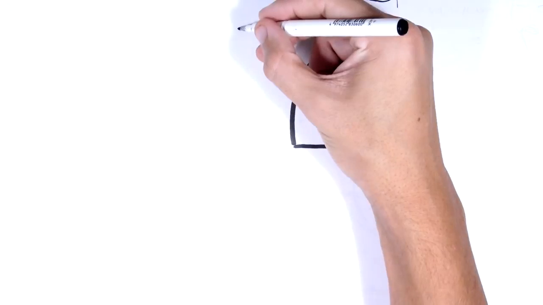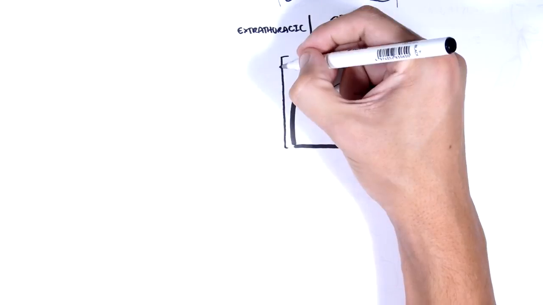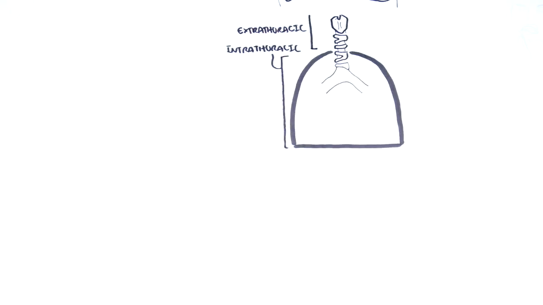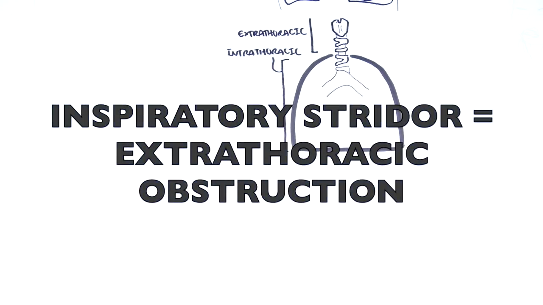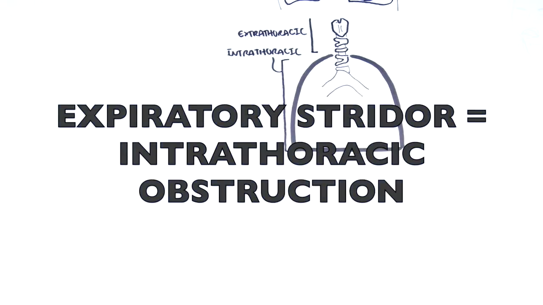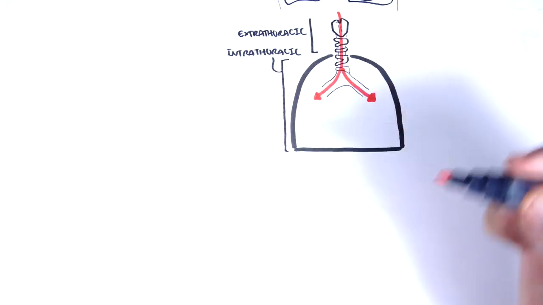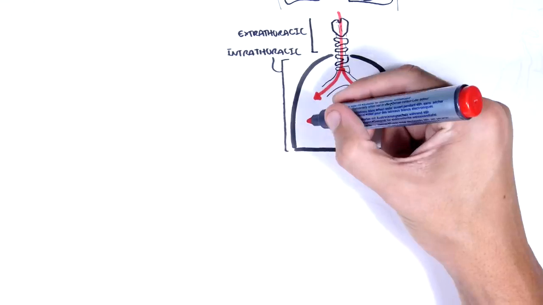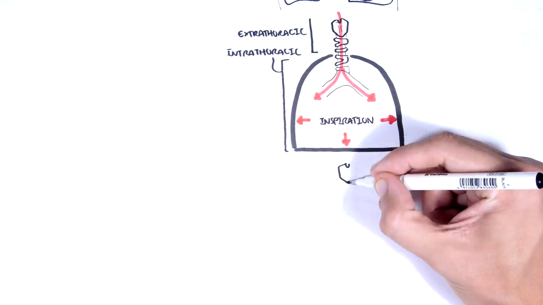When thinking about the pathophysiology of stridor, it's good to think about the respiratory tract in terms of extrathoracic and intrathoracic regions. So as a general rule, inspiratory stridor occurs in the extrathoracic region and expiratory stridor occurs from obstruction in the intrathoracic region. During inspiration, air flows from the extrathoracic region into the intrathoracic region. When there is some airway obstruction anywhere in the extrathoracic region, this will cause an inspiratory stridor. Most causes of stridor are found in the extrathoracic region.